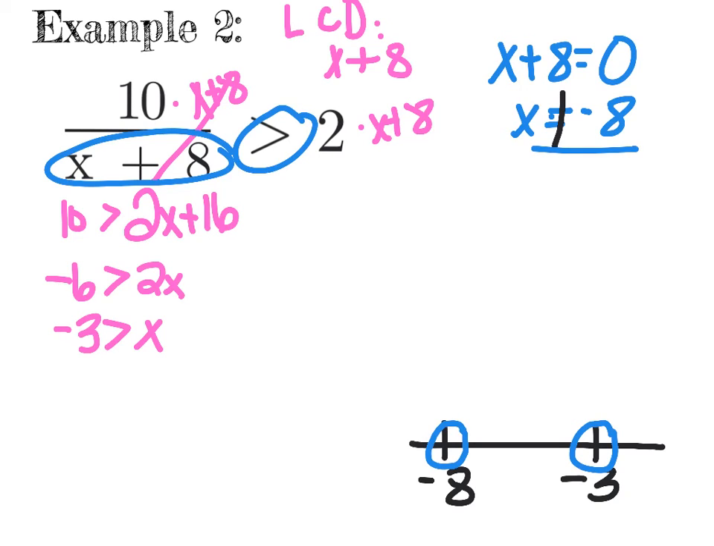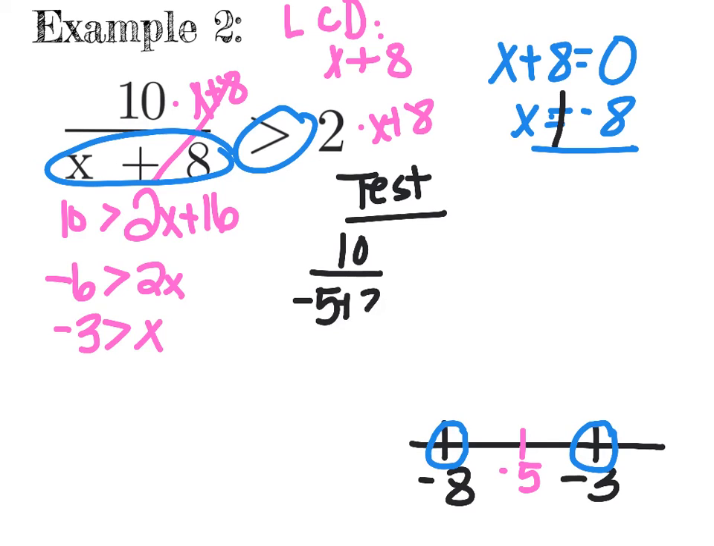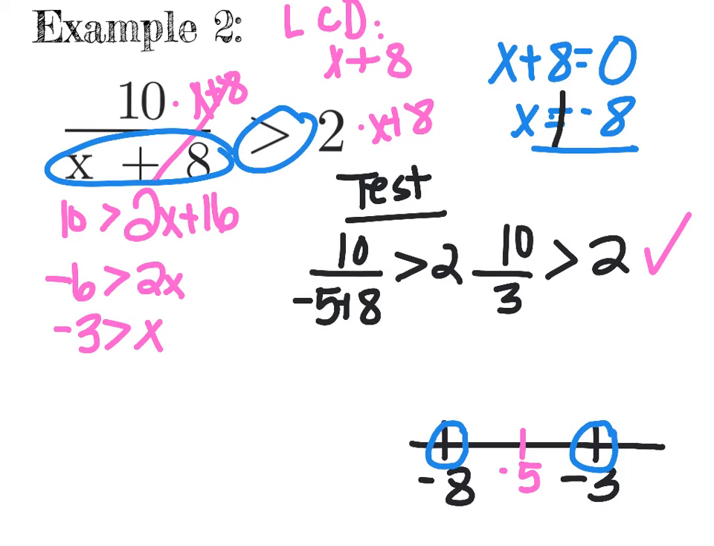Okay, and so from here, let's test a value. So we will test, let's see, just say negative 5. So if I test negative 5, I'm going to plug in negative 5 for x. So we have 10 over positive 3. Is 10/3 greater than 2? Yes, that is true. So since I know that negative 5 works, that means that anything between negative 8 and negative 3 will also work.